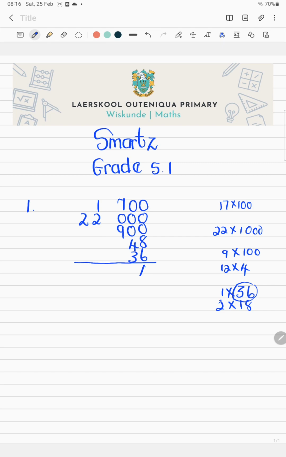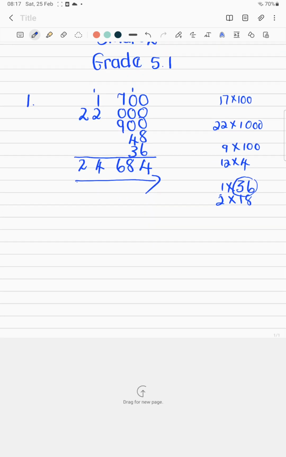8 plus 6 is 14. I write the 4 and I carry the 1. 1 plus 4 is 5, plus 3 is 8. 9 plus 7 is 16. I write the 6 and I carry the 1. 2 plus 2 is 4, and 2 plus 0 is 2. And there's my final answer, 24,684. I am quite convinced that many of you would have had this one correct.